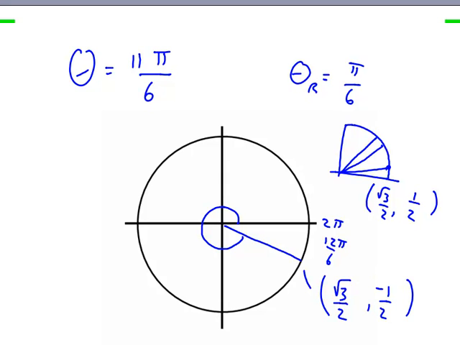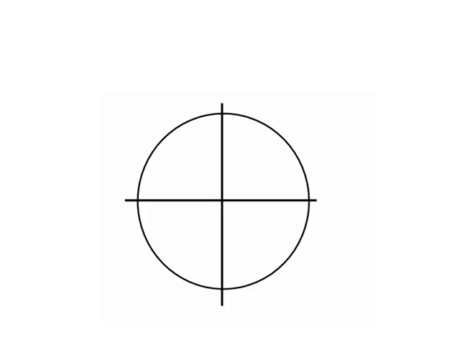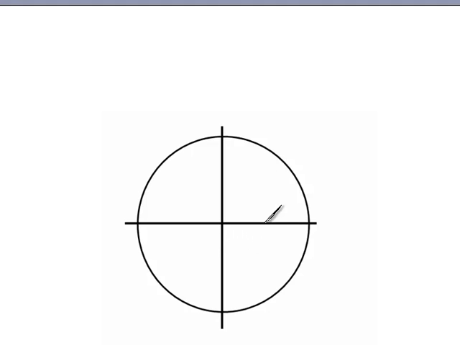The last special angle that I want to look at is going to be minus pi over 3. Excuse me, minus 3 pi over 4. Theta is minus 3 pi over 4. And once again, I'm going to graph this. Minus 3/4 pi is going to be a quadrant 3 angle. It's going to go 3/4 of the way on the bottom half of the circle here. There's 3 pi over 4.